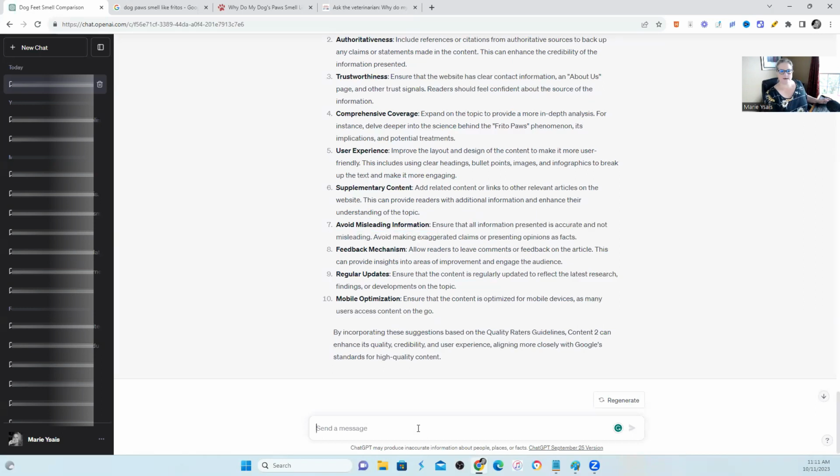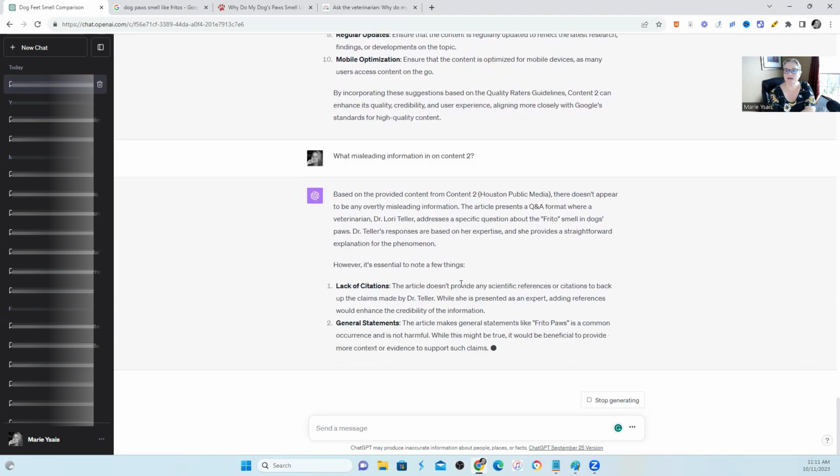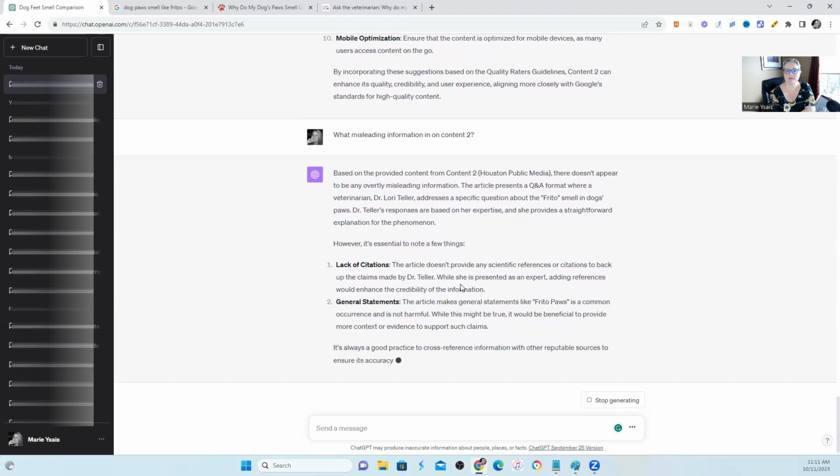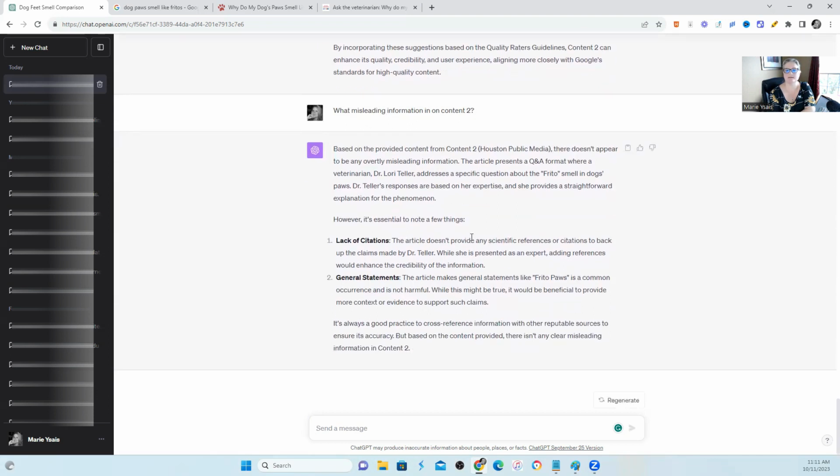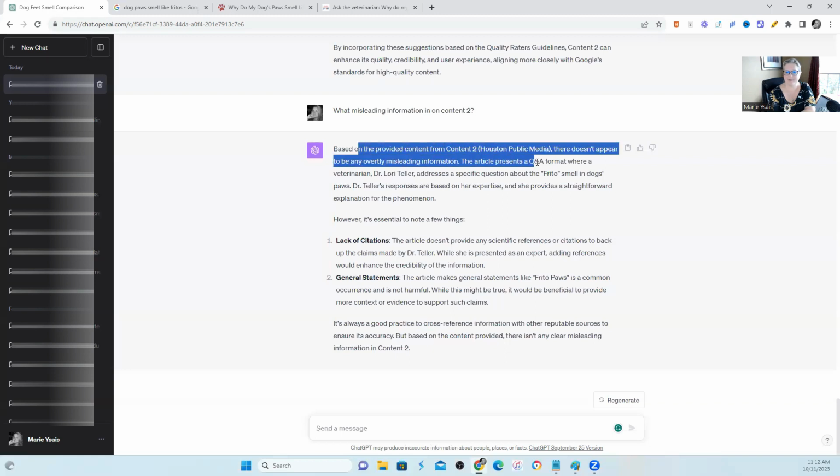Now, this one I found interesting because it says ensure that all the information presented is accurate and not misleading. So what I'm wondering is, let's see if we can get it to tell us where the misleading information is. All right, so ChatGPT only works as good as the questions that you ask. Sometimes it takes me a couple of times to get my questions really zeroed in. So I asked it to point out the misleading information. It says it doesn't have any.